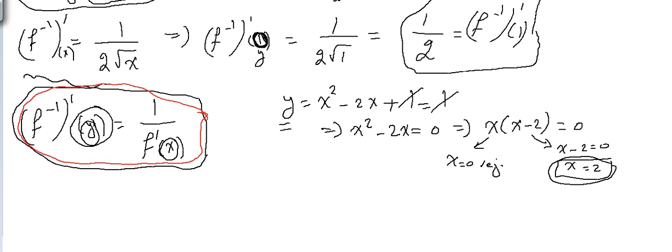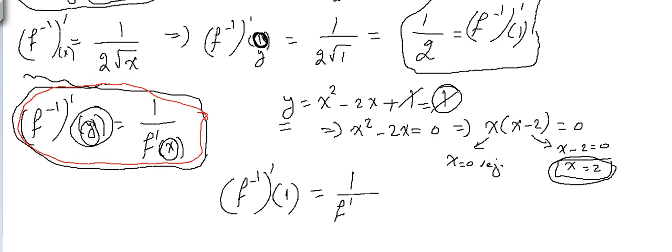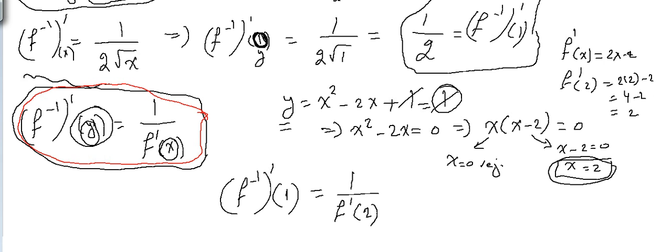So since f inverse prime of y equals 1 over f prime of x, instead of finding f inverse prime of y, which was 1, we find 1 over f prime of x, which is 2. I don't have that much time. F prime, let's find it here. F prime, we found it as 2x minus 2. What is f prime of 2 then? It's 2 times 2 minus 2, so it's 4 minus 2, it's 2. This means the answer is 1 divided by 2.